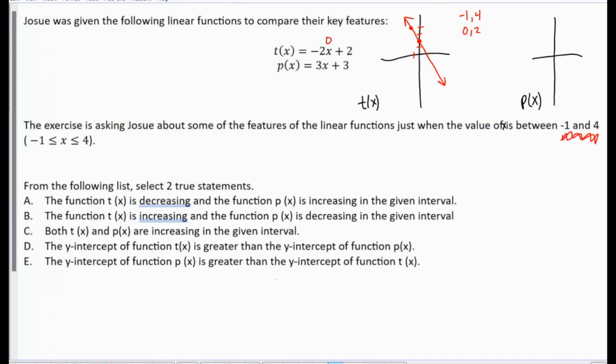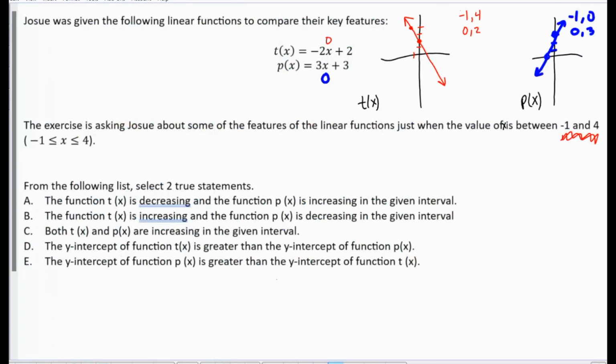All right, now let's try p of x. If I plug in -1, -1 times 3 is -3, plus 3 is 0. So I know that's going to be -1, 0. Let's try plugging in 0, actually. 3 times 0 is 0, plus 3 is 3. So I'm going to do 0, 1, 2, 3. So our graphs are going to look something like this.